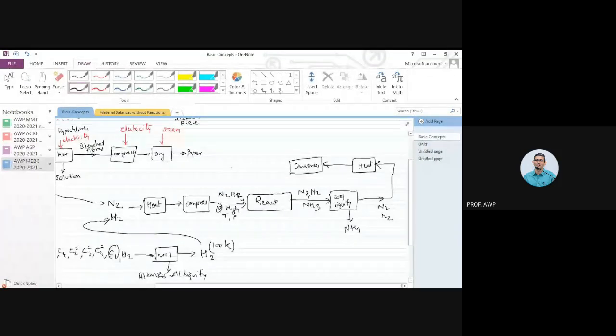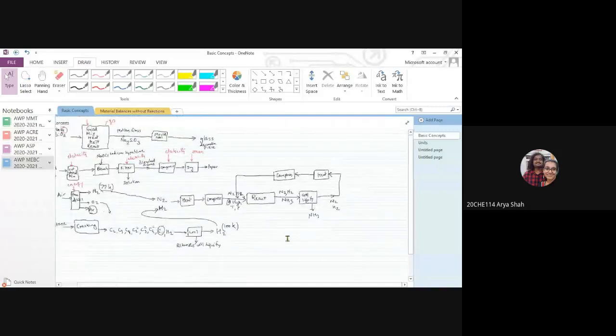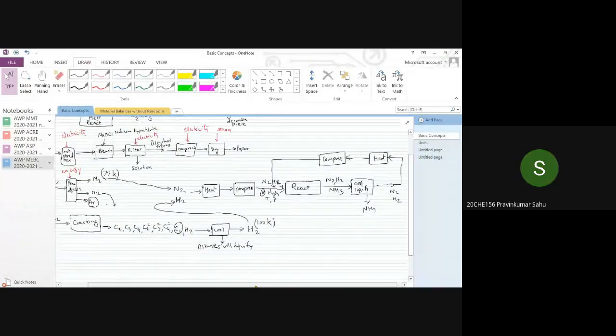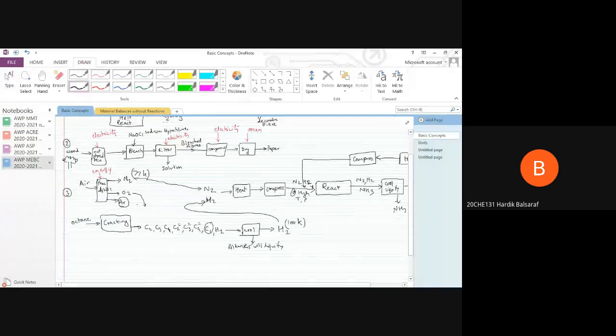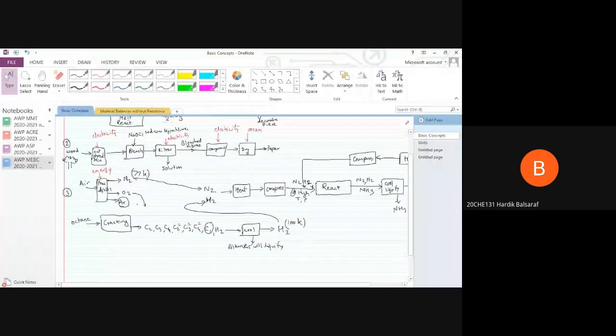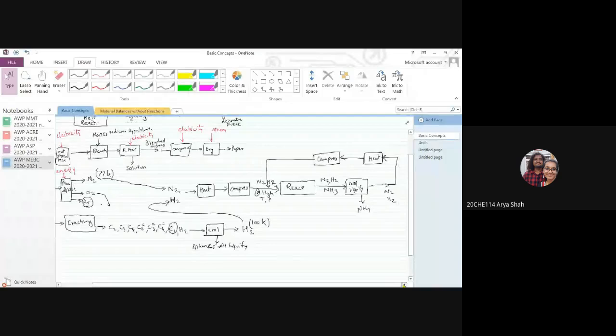Now tell me, which steps will you require energy? Cooling, heating, cracking, we talked about. Sir, in the last step where we sent N2 and H2 back, we don't require heating because the reaction is exothermic, na? But for separation, you are cooling them, right?